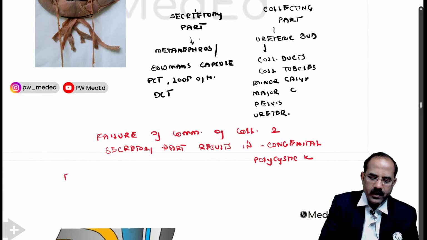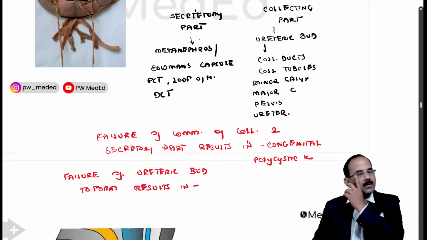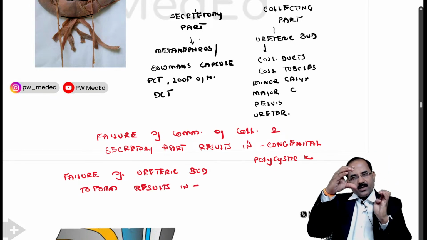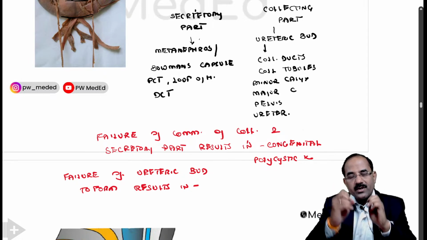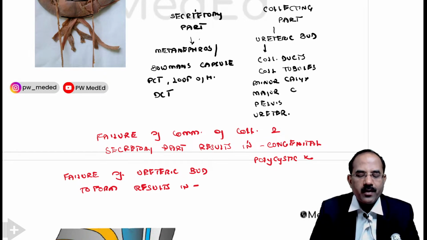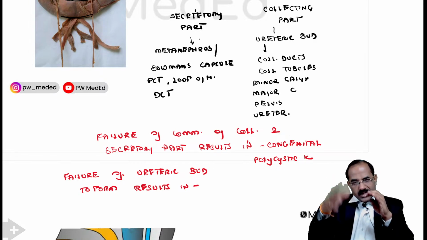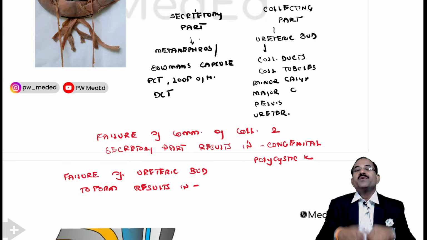The second MCQ is: failure of ureteric bud to form results in. Any guesses? What happens? This ureteric bud goes towards the metanephros. Now it will stimulate the metanephros to form the kidney. Right, this ureteric bud will go into the metanephros, and now it stimulates the metanephros to differentiate.